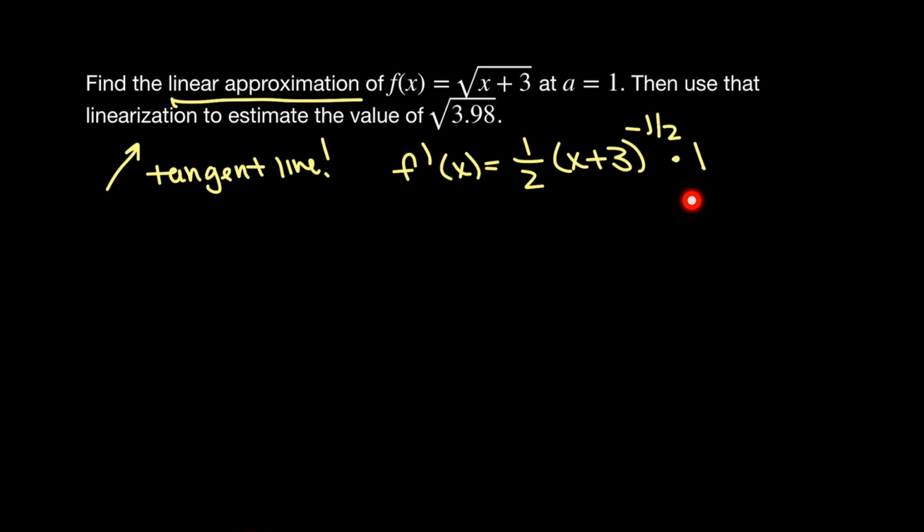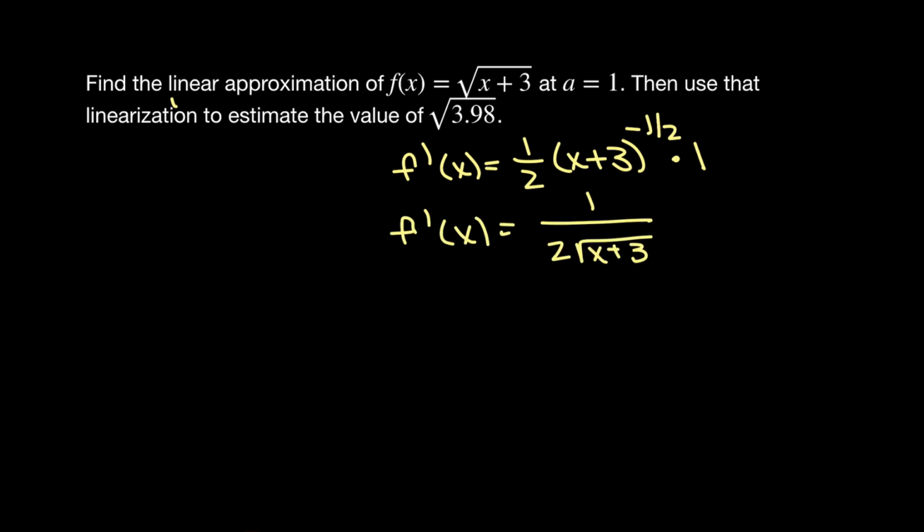And then I do have to use the chain rule. I have to multiply by the derivative of the inside. The inside is x plus 3, which just has a derivative of 1. So I'm going to write my derivative as 1 over 2 times x plus 3 to the 1/2, or 1 over 2 times the square root of x plus 3. To get my slope, I'm going to plug x equal 1, that's the a value here, into that derivative. That becomes 1 over 2 times the square root of 4, or 1/4.